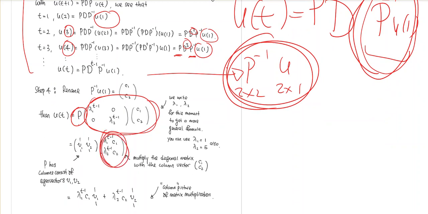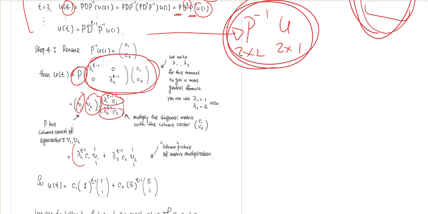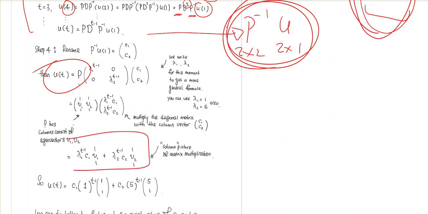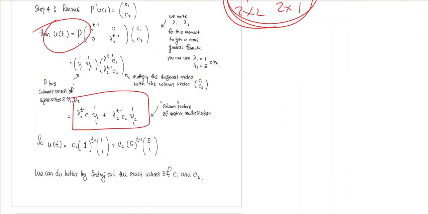And your matrix P consists of the eigenvectors. You have eigenvectors v1 and v2. So this product is this number multiplied by this, and this number multiplied by this. If you compute the product, Ut will look like that. So Ut will be a constant, the eigenvalue raised to the power of t minus 1 times the corresponding eigenvector. Second constant, the eigenvalue raised to the power of t minus 1, the corresponding eigenvector, right?